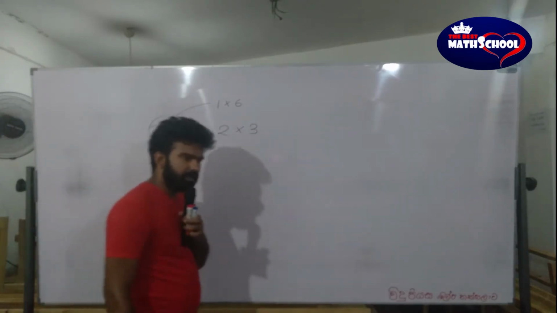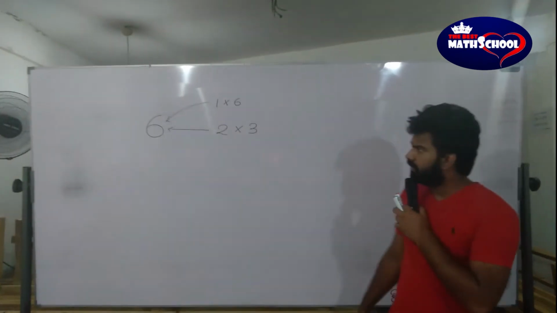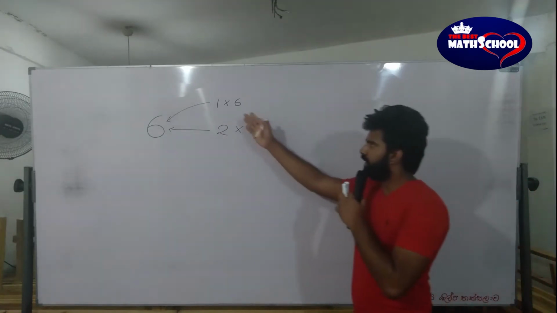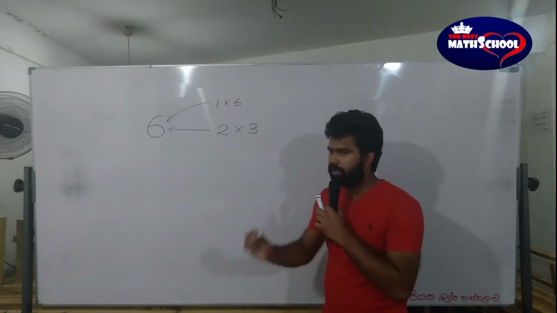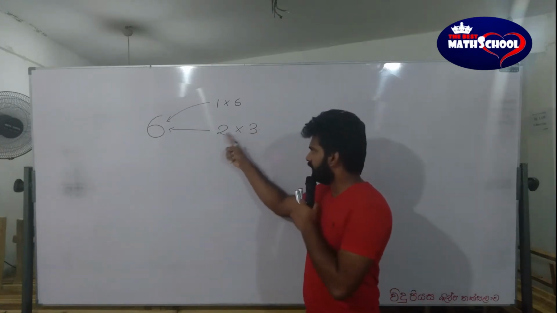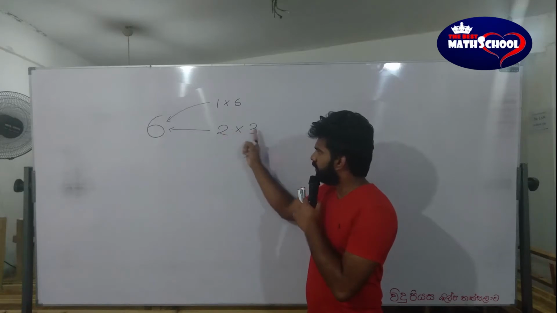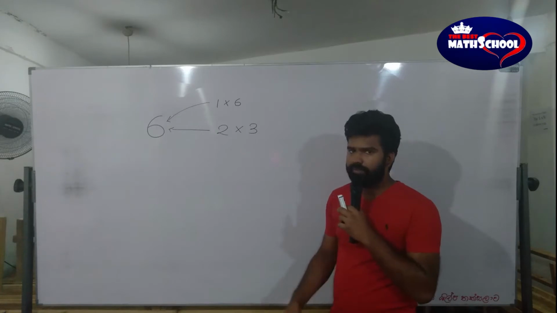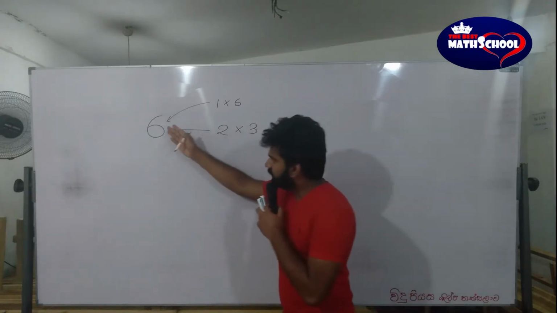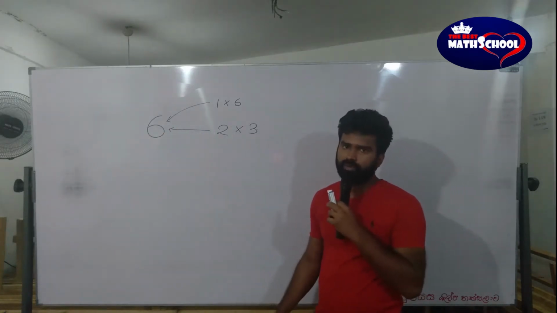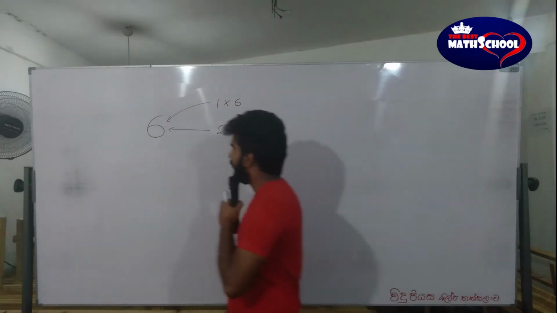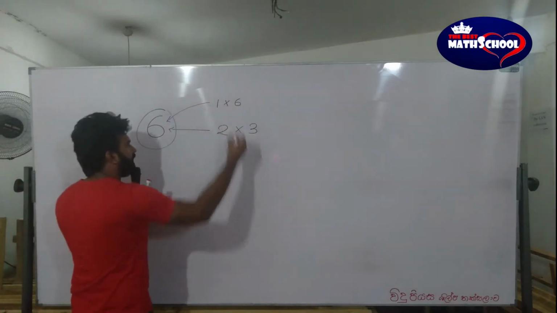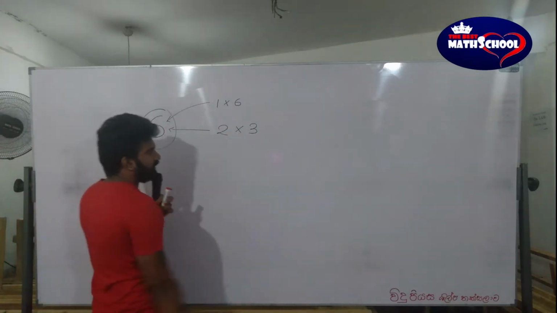Right? Are there other ways that we can create 6, without using 1 and 6 or 2 and 3? Now don't tell 3 into 2. 3 into 2 means again the same whole numbers, 2 and 3, 3 and 2, that's the same, right? Other than this, we don't have ways to write this 6 as a product of two whole numbers. So as a product, I can write this 6 as 1 into 6 or else 2 into 3.